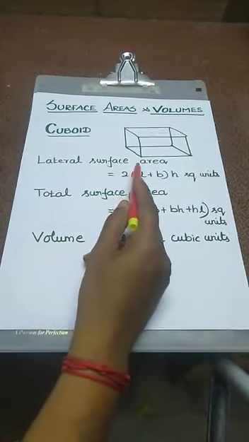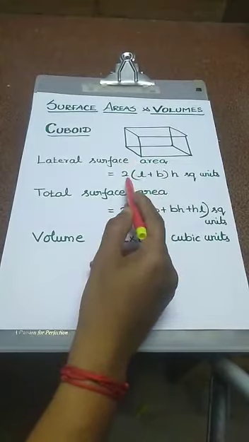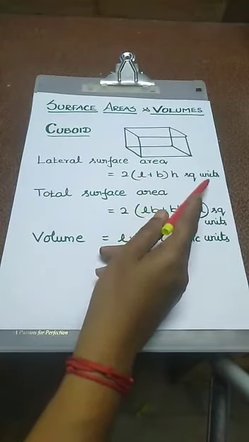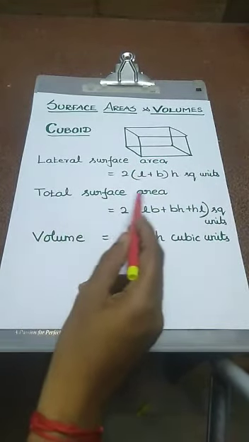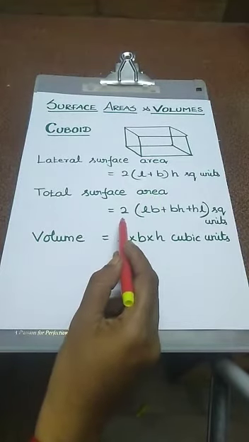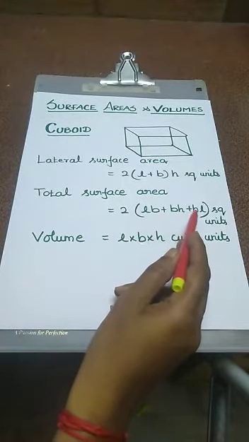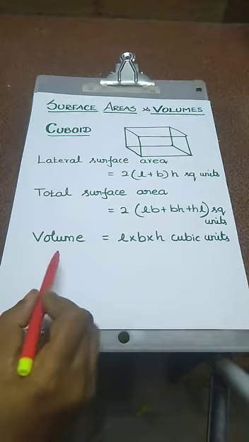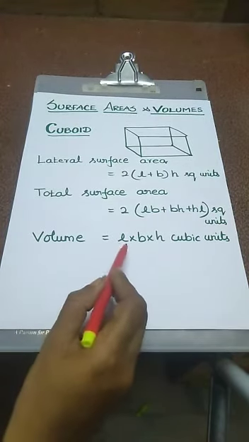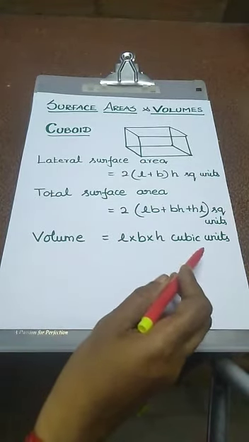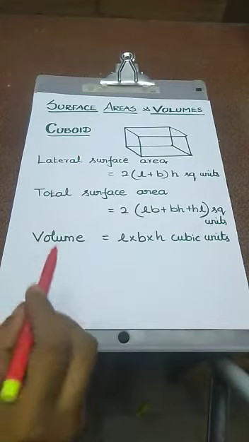What is the formula to find the lateral surface area? That is 2(L + B)H square units. And the second one, total surface area of a cuboid, that is 2(LB + BH + HL) square units. The third one is volume. Volume of a cuboid is L × B × H cubic units. These are the important formulas for a cuboid.